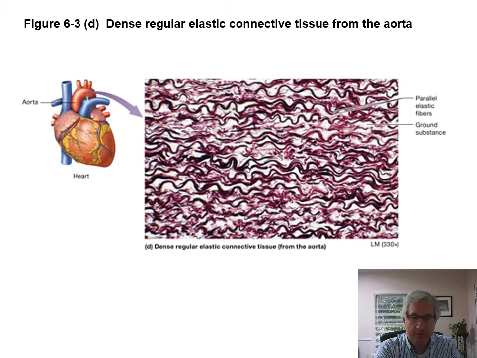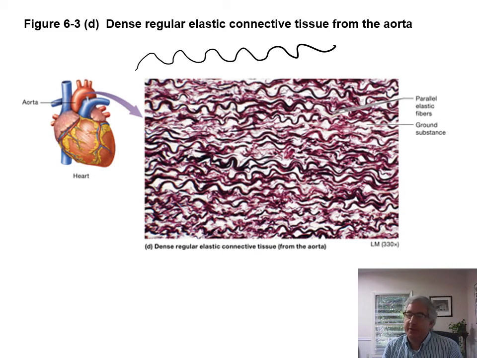And here's a picture out of your guys' book. So this is dense elastic connective tissue, or dense regular elastic connective tissue is often what it's called as well. And you can see the wavy lines there of the elastic fibers. Then they're parallel also. They're not going in all different directions. They're parallel to each other, so you have a lot of elastic strength in a certain direction.